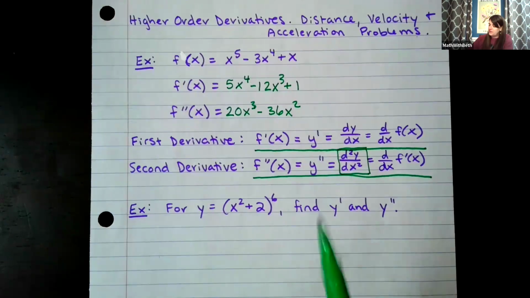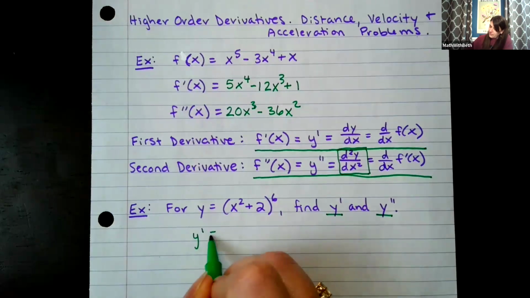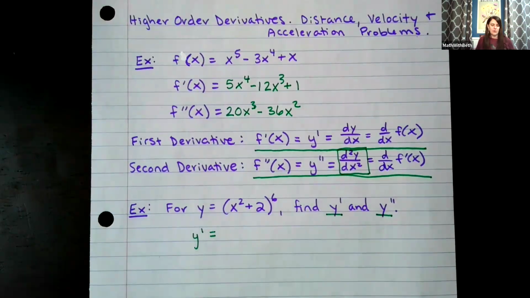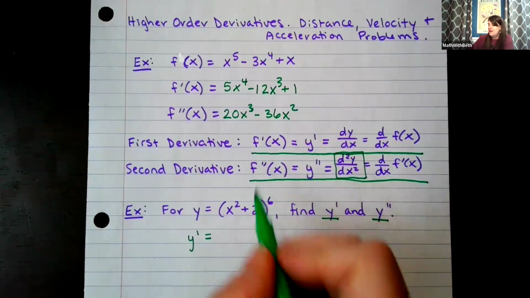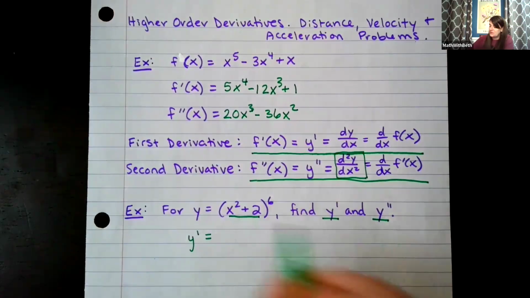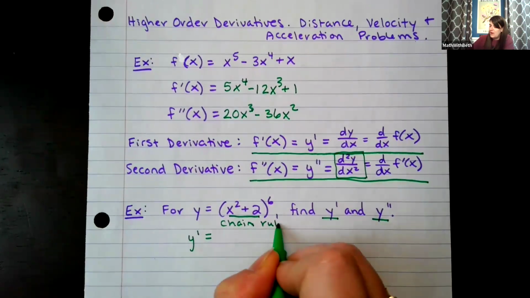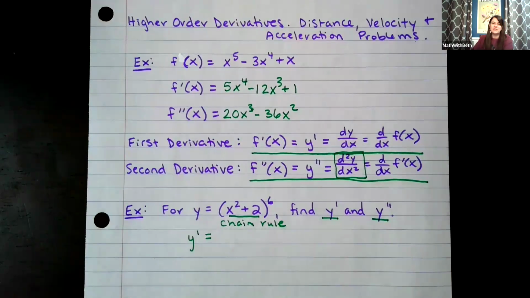So the directions for this want me to find the first derivative and the second derivative. So first derivative, I first need to decide, is this a simple problem where I'm just going to use power rules, or is there something more going on here? This is a function inside another function. So I'm going to need the chain rule. So if you do not know how to do the chain rule, I would stop here and go watch a video on chain rule before you keep going.